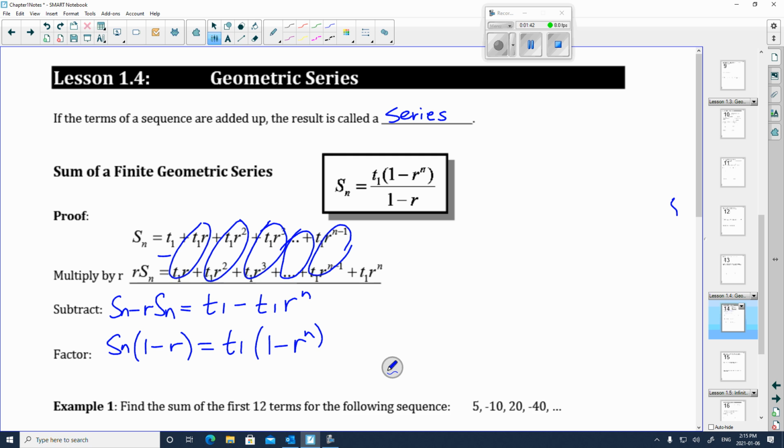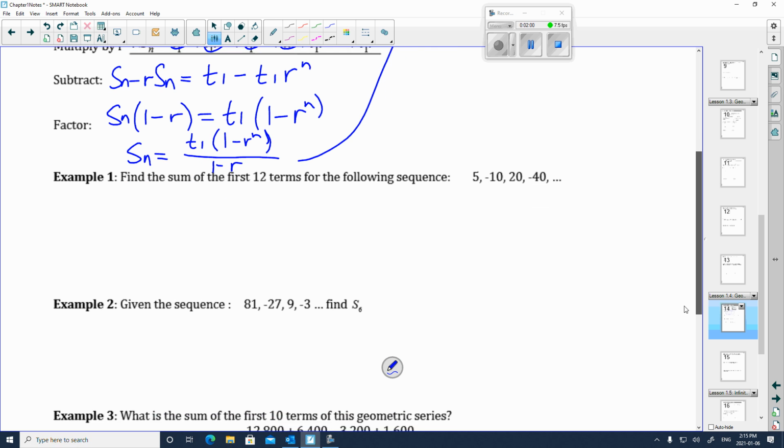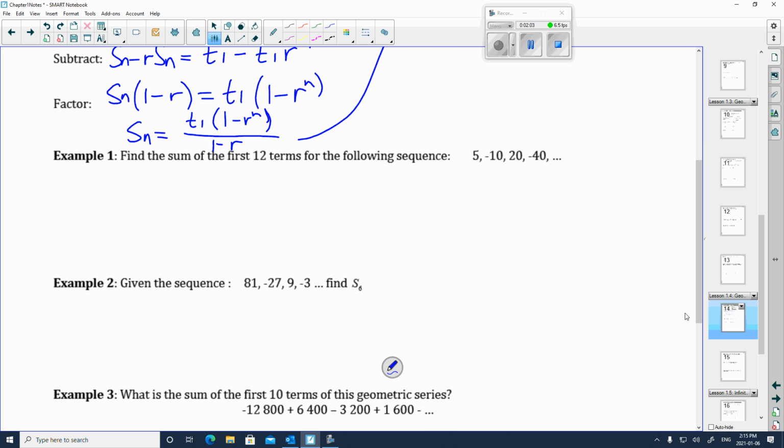And then if I do divide, I get that Sn is equal to term 1, 1 minus r to the power n, divided by 1 minus r. So that's the formula that's here, and that's where it comes from. All right, so let's try the formula in the first example.